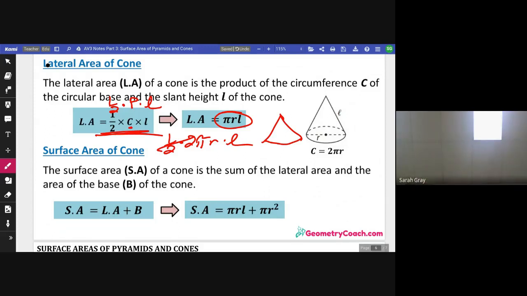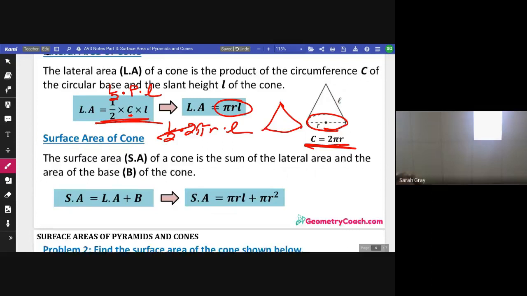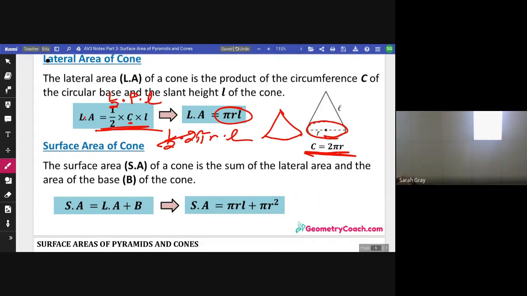Okay, go ahead. Circumference. That's the distance around the outside. Okay. I'll probably give you area and circumference. I don't know if I'll give you lateral area or not. We'll decide.